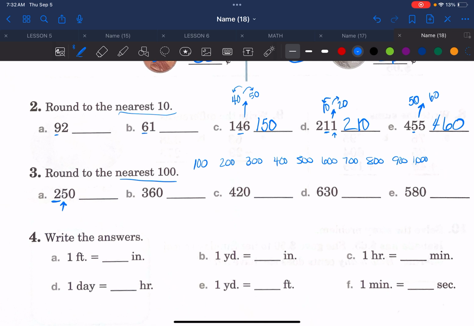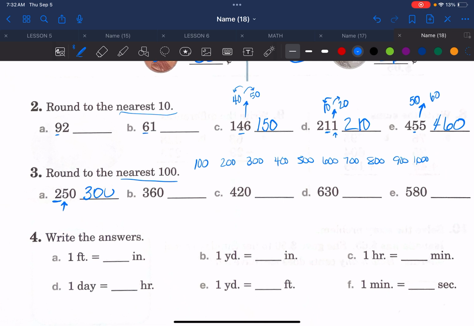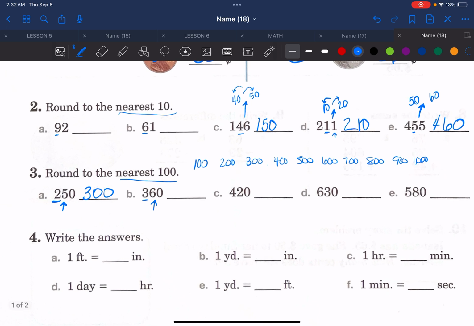It goes up to 3. 250 comes between 200 and 300, but it rounds up to 300. Okay, here I'm looking at the 3, if it's going to be 300 or if it's going to be 400. My 6 determines that. So 6 makes it round up. If it's in between right here, I'm going to round up to 400.